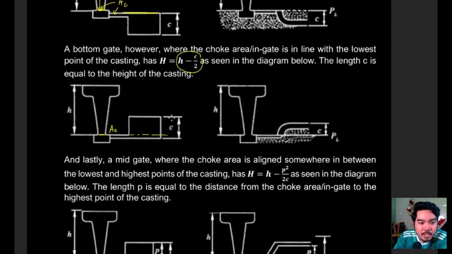So this is the height of the casting. Suppose we have a casting with an assembly like this, we need to take the maximum height of the casting, because again, we are trying to fill the casting completely.